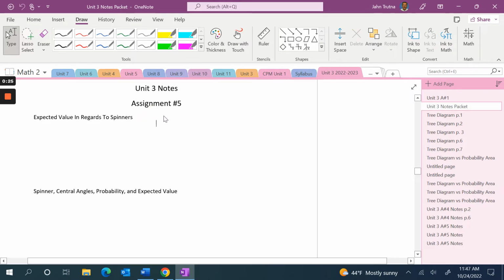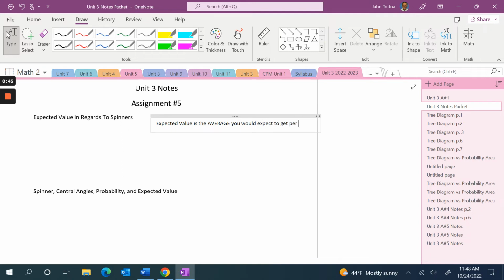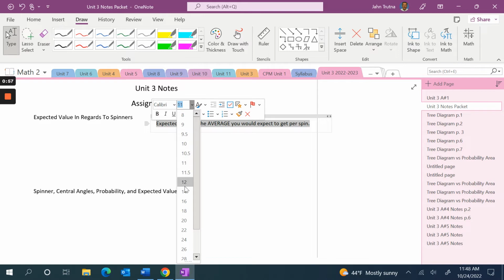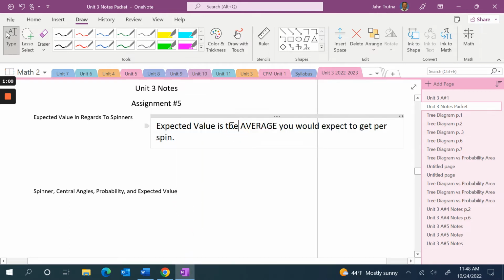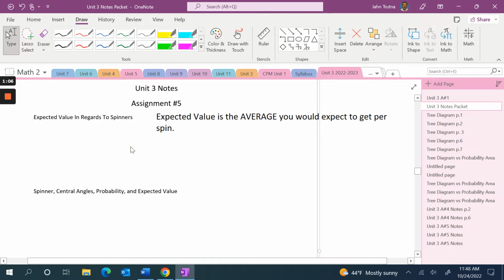All right, so here is what expected value is if you're unsure of what it is. Expected value is the average you would expect to get per spin. So you think of expected value as the average of what you would expect to get.